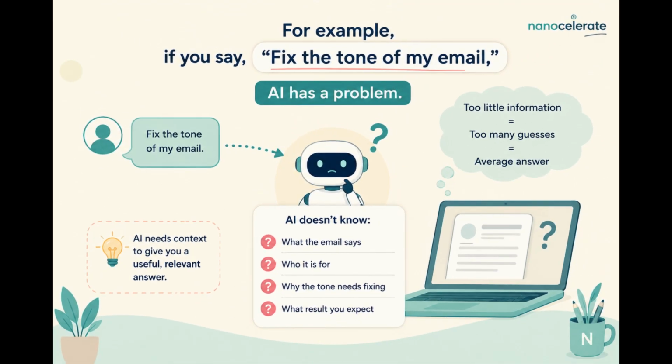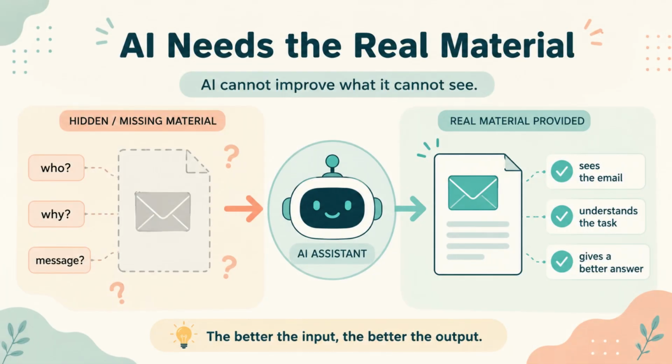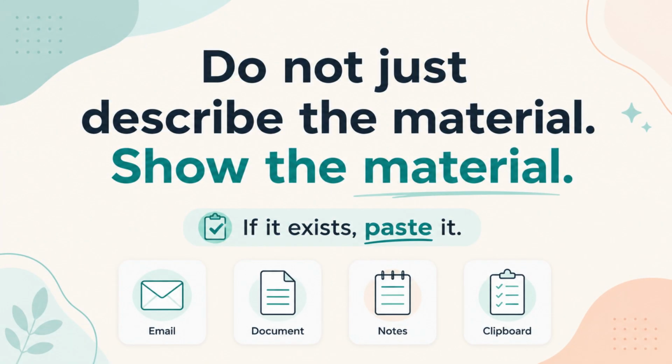For example, if you say, "Fix the tone of my email," AI has a problem. It has not seen the email. It does not know what the message says, who it is for, or why the tone needs fixing. But if you say, "Fix the tone of this email," and then paste the full email, AI has something real to work with. That is why context matters. AI cannot improve what it cannot see. So the first rule is simple: do not just describe the material, show the material. If it exists, paste it.